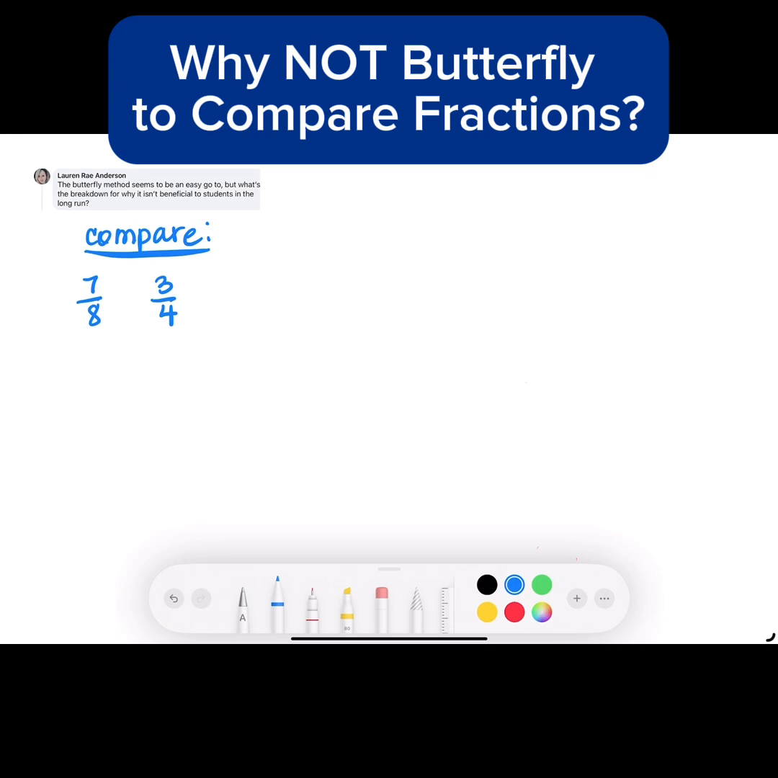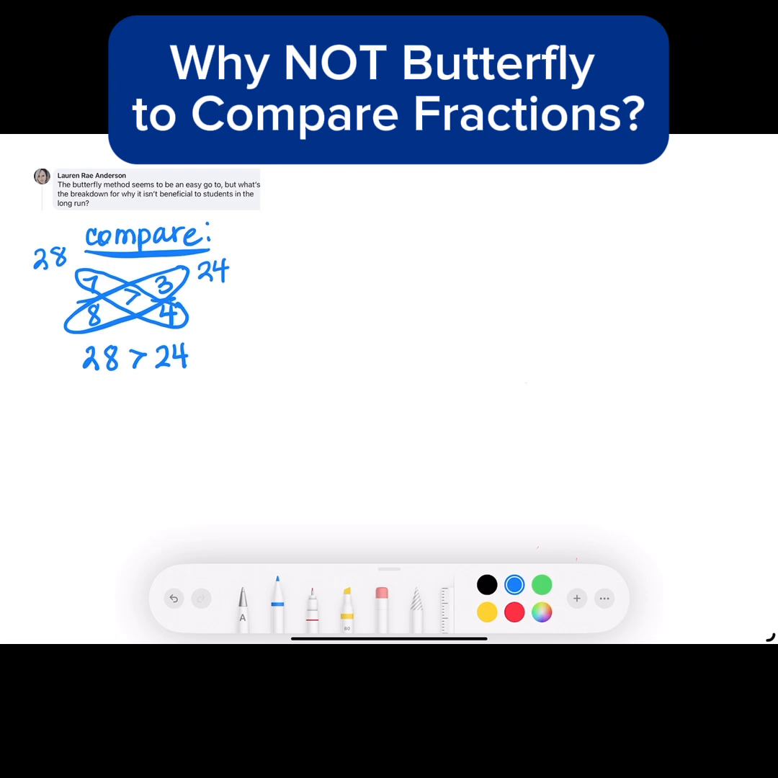So using the butterfly method, I would multiply 4 times 7, and I get 28. And then multiply 3 times 8, and I get 24. And because I know that 28 is greater than 24, then I know that 7/8 is greater than 3/4.